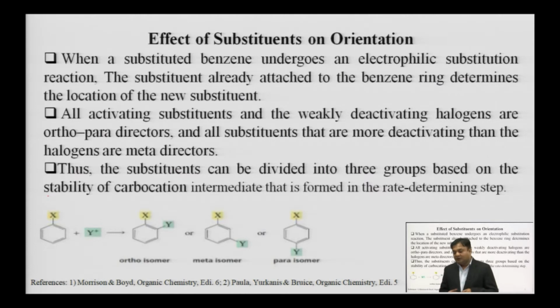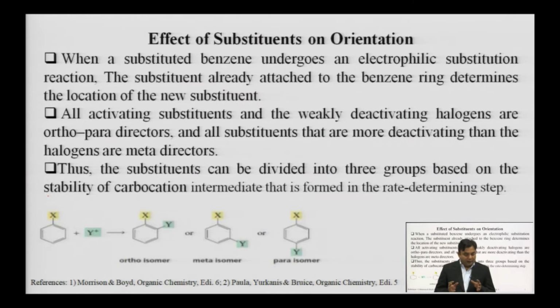Okay. Third type of group is also possible, which mainly includes halogens. They are deactivating groups, but they are ortho para-directing. So, there are exceptions, halogens are exceptions. So, three types of groups are possible.